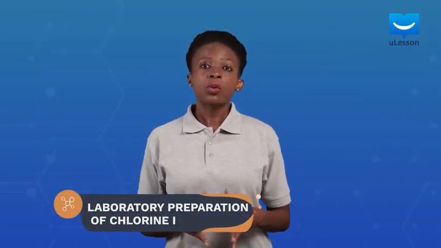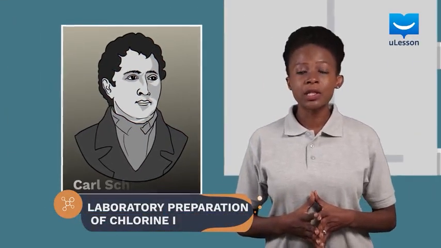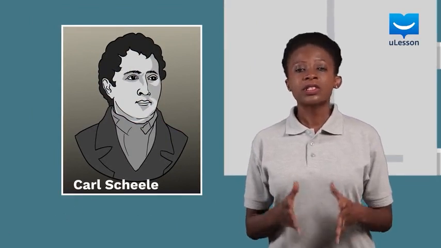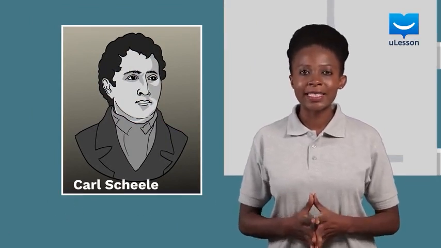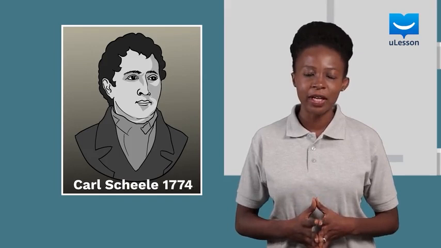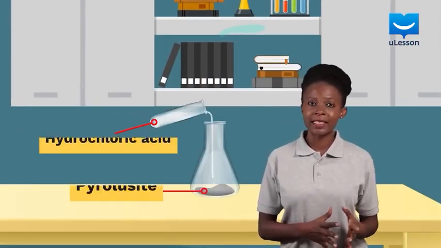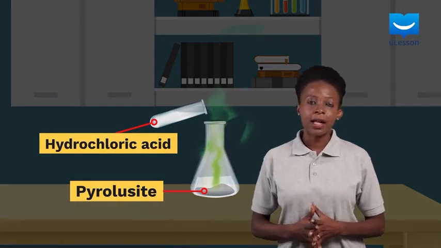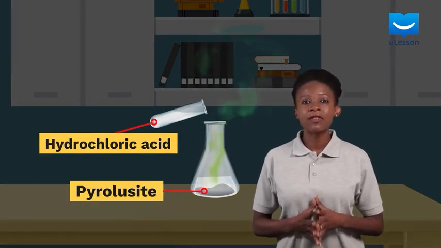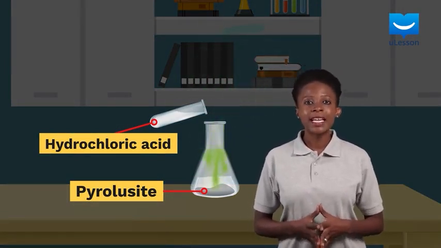In a lesson on the introduction to chlorine, we explained that a Swedish chemist known as Carl Scheele was the first to discover chlorine gas in the year 1774. He discovered the gas when he reacted hydrochloric acid with pyrolusite, a mineral containing manganese(IV) oxide, to obtain a greenish-yellowish gas.